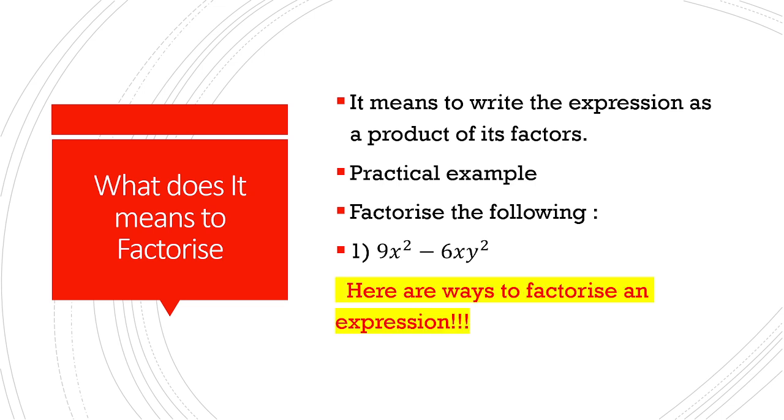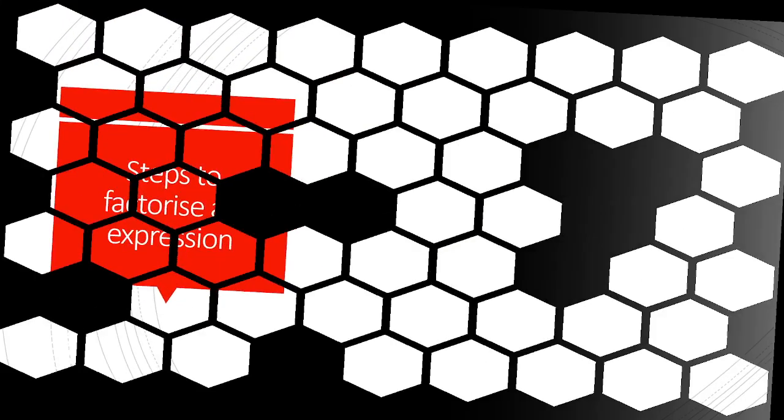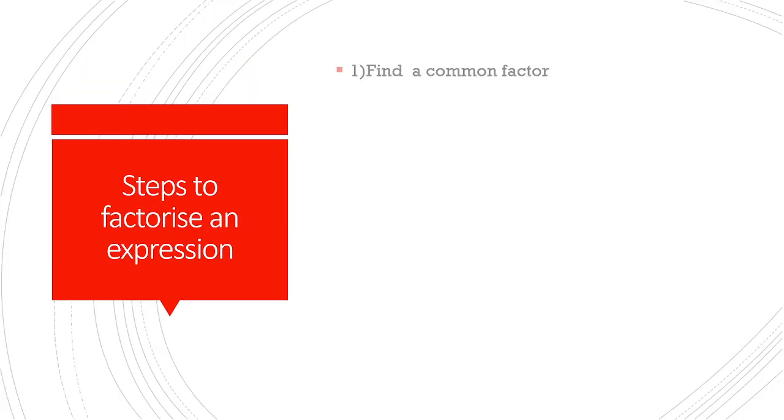So here are the ways to factorize an expression. Step number 1 is to find the common factor. This is the very important one. In this expression, we need to find the common factor. So just pause the video, then think about what is common in these two terms, 9x squared and negative 6xy squared. What is common in those terms?